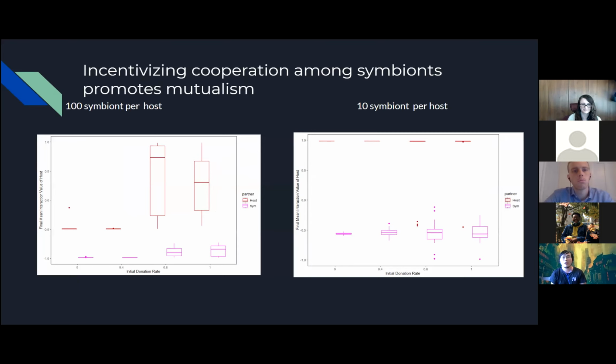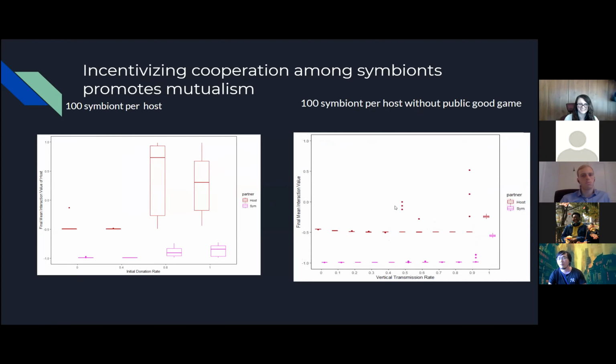When we do the experiments, we use the same 10 symbionts per host and 100 symbionts per host. With 10 symbionts per host, we can see the host is always mutualistic, which is no different from the previous experiments Shakeal has shown. But for the experiment with 100 symbionts per host, everything changed. Compared to the previous experiments, we found that even at a vertical transmission rate of 0.06, which this graph is showing, at an initial donation rate of 0.8, the host can be mutualistic. But in the original experiments, no matter what the vertical transmission rate is, the host is still parasitic.